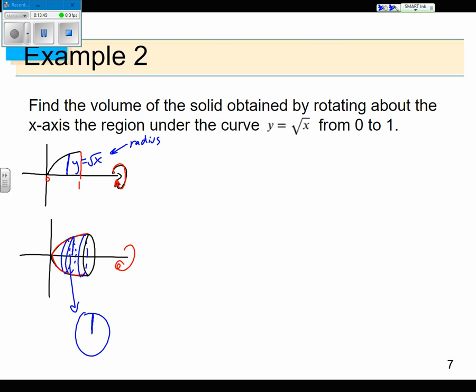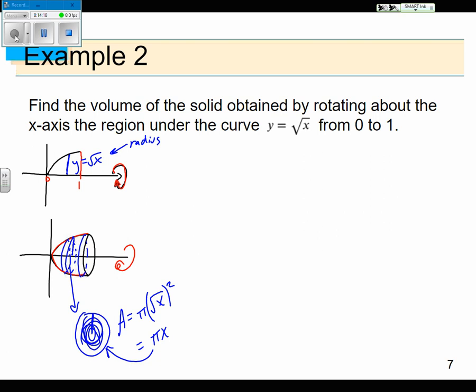Well, what do I need the radius for? Because I'm wanting the cross-sectional area right here, and it's going to be a circle. It's going to be a disk, and it's always going to be pi times r squared. Well, if r is equal to y, and y is the square root of x, my cross-sectional area, the area of just one of these disks inside this bowl right here, is going to be pi x.